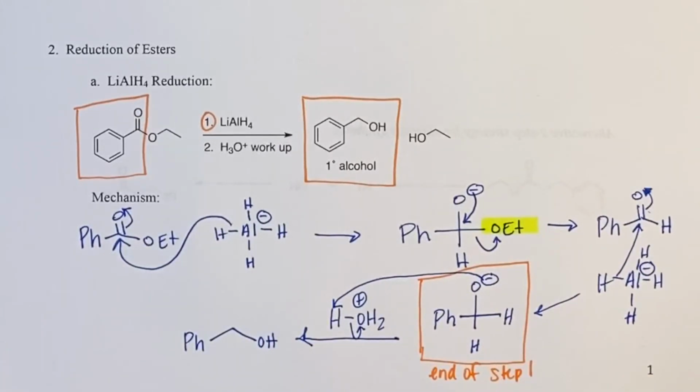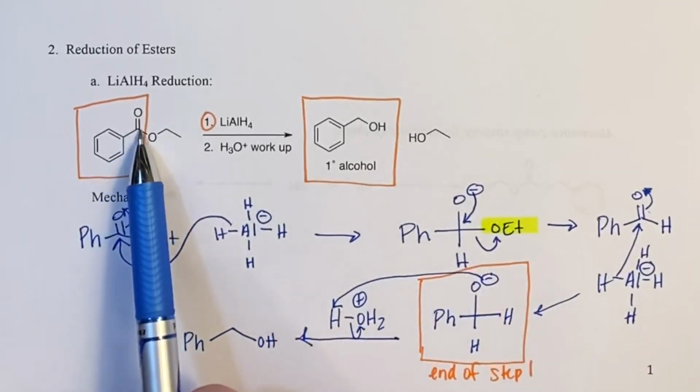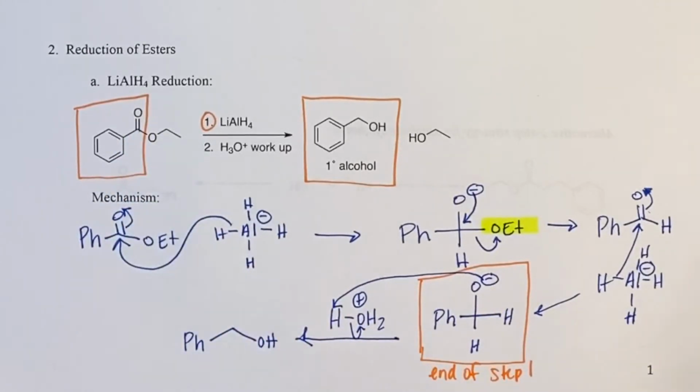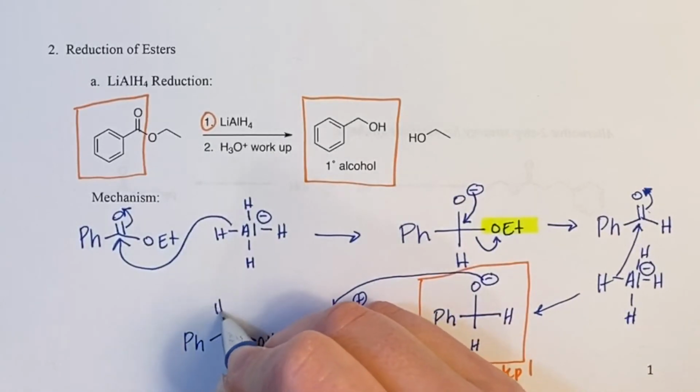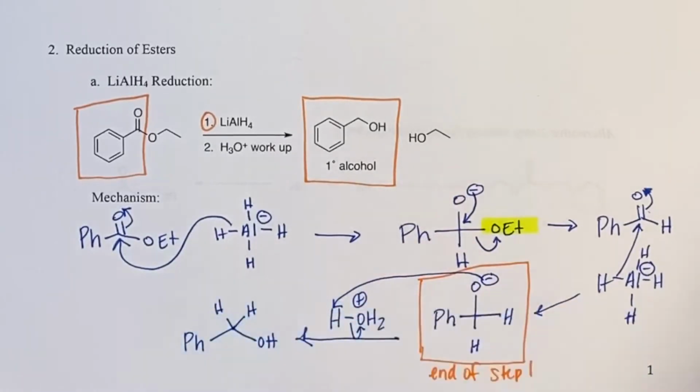My final product is a primary alcohol. And notice at my original carbon of my carbonyl, I now have 2 hydrogens. Each one of those hydrogens came from my aluminum hydride ion.